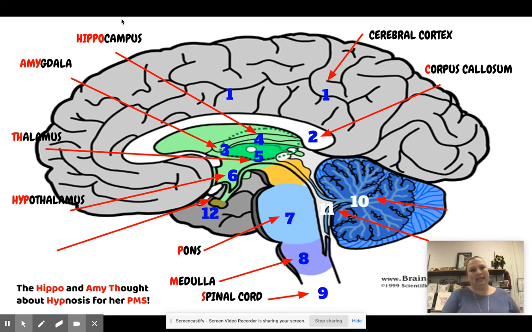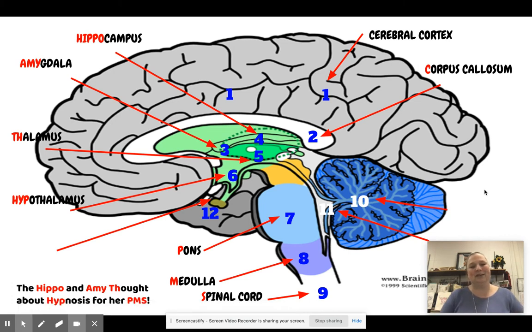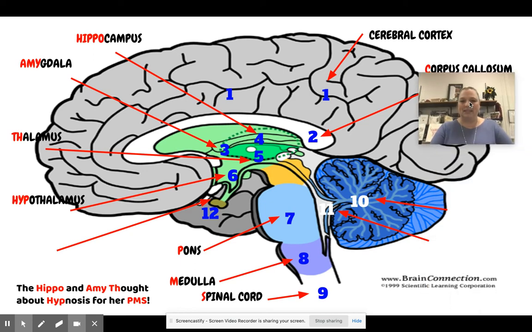And if you look at it, it goes in order. The hippo from hippocampus and Amy, that's next. If you're going straight down, 1, 2, 3. Thought, that's your thalamus right here, about hypnosis. Here's number 6, hypnosis for her PMS. It's a mnemonic device, and sometimes those sentences are silly, like the one you did with your planets, but sometimes it works. So now let's look at the ones that we're missing over here.